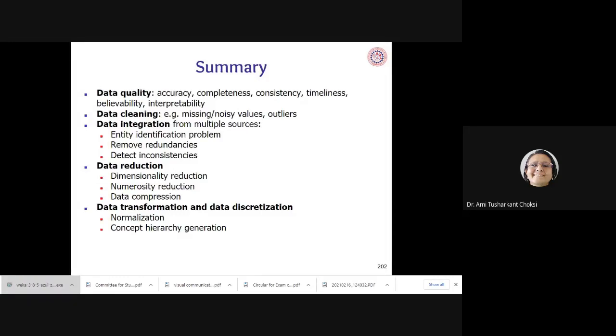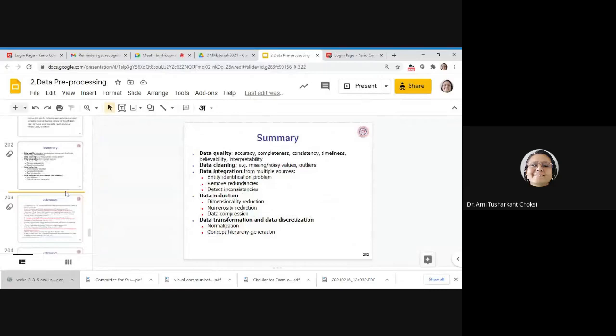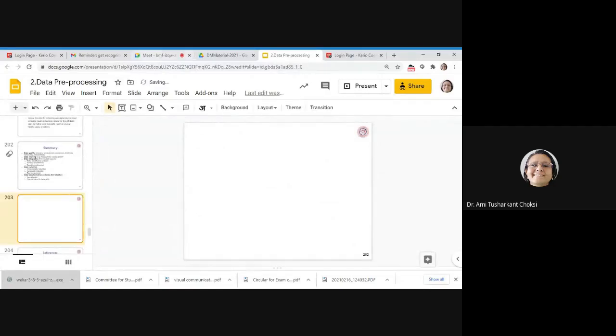You can say, ma'am, the chapter is finished. Where is the example? We'll see that in the next chapter. Fine. So what we have learned in this particular chapter: data quality, cleaning, integration, reduction, transformation, and discretization, concept hierarchy generation. Let me tell you at least what it is. Fine. The references are there. You can see that later. Fine. Let me show you the concept hierarchy.